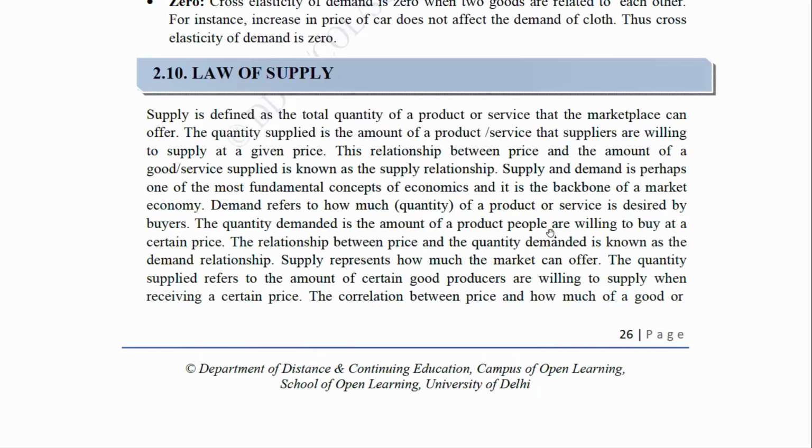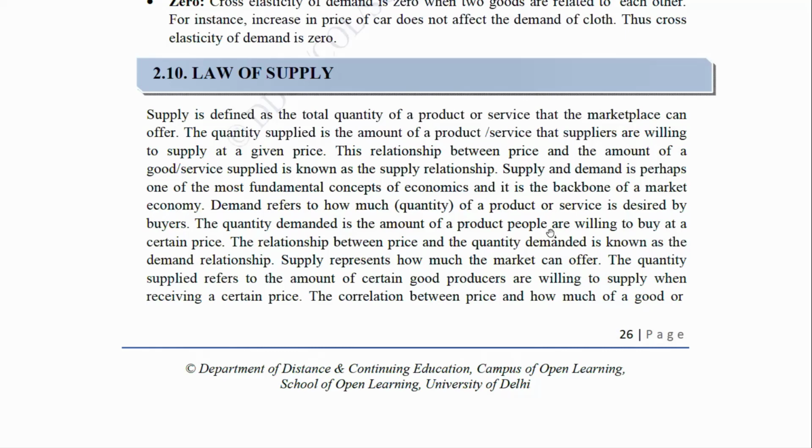Supply and demand is perhaps one of the most fundamental concepts of economics, and it is the backbone of a market economy. Demand refers to how much quantity of a product or service is desired by buyers. The quantity demanded is the amount of a product people are willing to buy at a certain price. The relationship between price and the quantity demanded is known as the demand relationship.